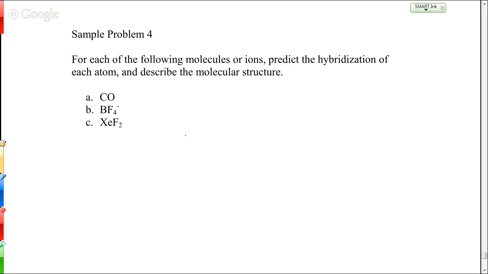Remember when you draw these Lewis structures now, to be a little bit more careful about them and make sure you're drawing the best Lewis structures with the fewest formal charges. That's going to influence the hybridization.